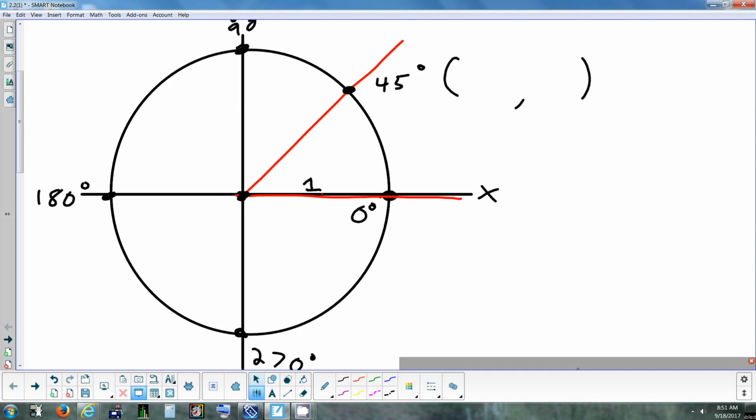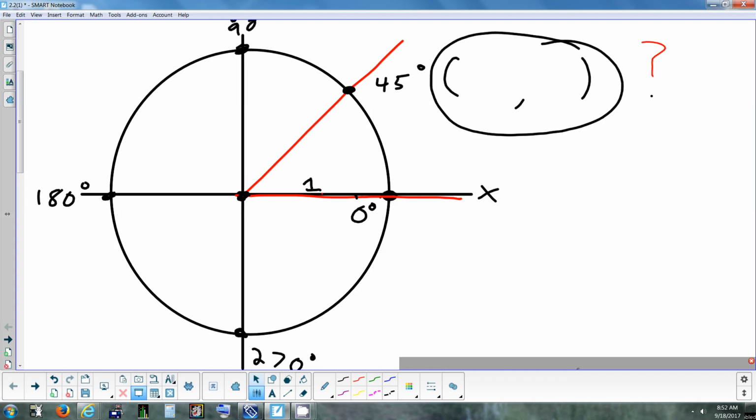Does anybody know how those 2 amounts would compare in a 45, 45, 90 right triangle? The amount you go over to the right and the amount you go up. I'm not going to tell you what the amounts are, but there is a connection between them. They're the same, because in a 45, 45, 90 triangle, 2 sides are the same. So the amount you go to the right and the amount you go up would be the same. And that's the whole goal. You have to figure out that coordinate. That's what you want to be able to do.